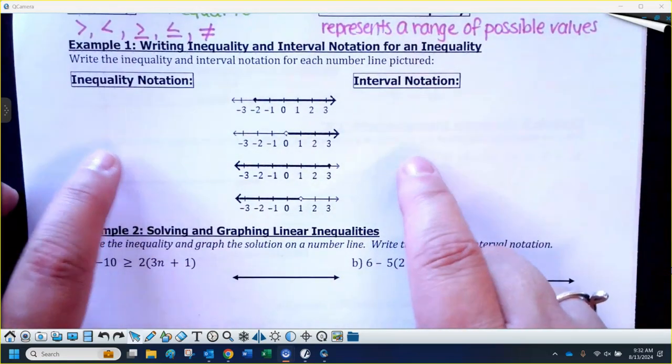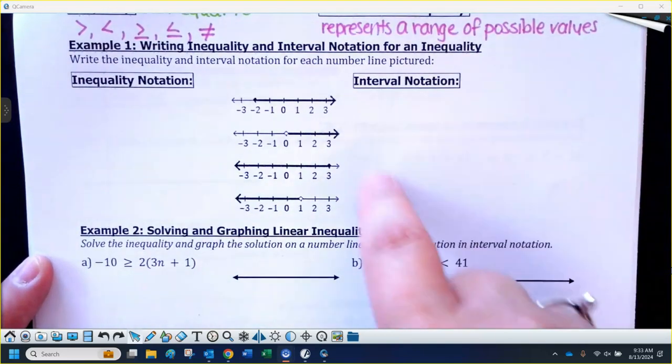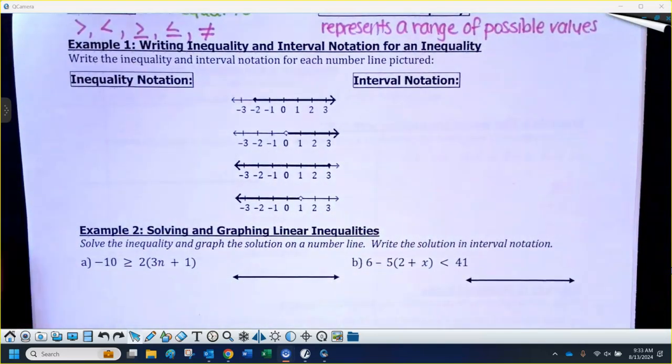Both of these are really important, but going forward we're going to use interval notation a lot because that's what they're going to use in your upper level classes, your pre-calc and trig and your calculus and things like that. So we're going to start introducing interval notation to connect with our inequality notation. So let's look at these graphs.